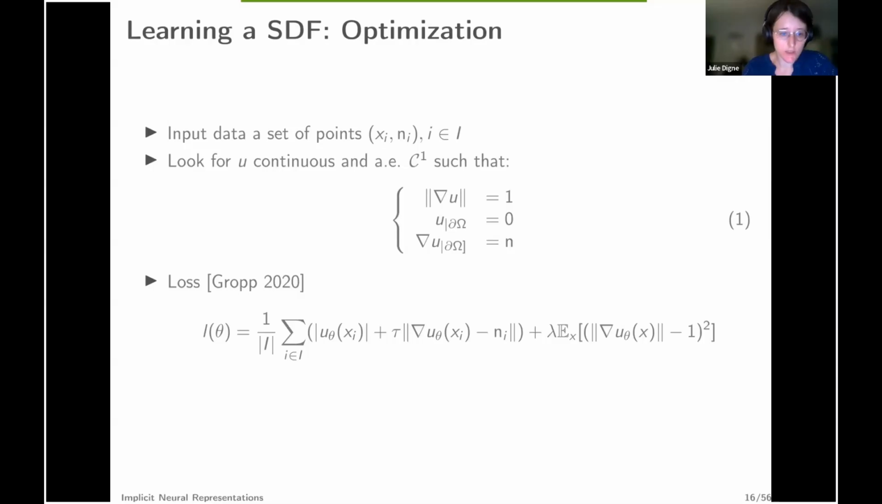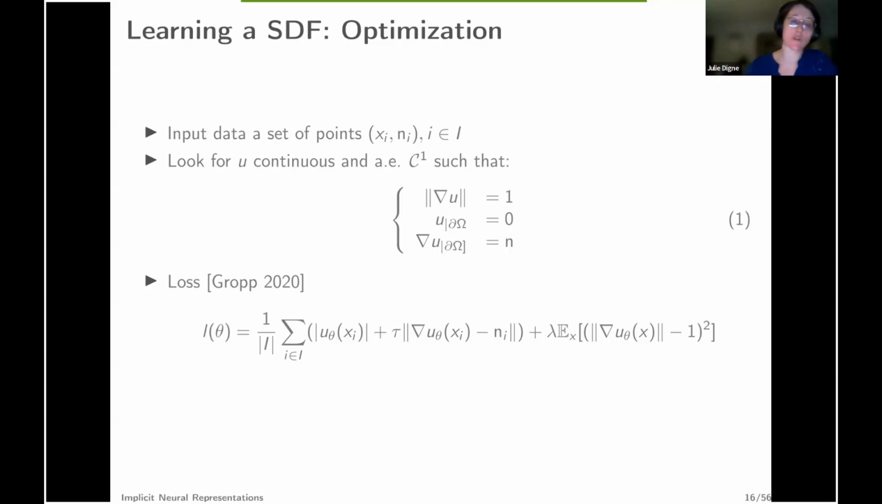And what you can see with this loss, which I write quite simply, is that the first term is a sum over the data points, and the loss favors that the function is close to zero on the surface point x_i, and that the gradient of the function aligns with the normal. The second term, which is quite interesting, is what ensures that the Eikonal equation is satisfied everywhere, not only on the surface. So you do some Monte Carlo sampling in the ambient space, and you want the norm of the gradient to be close to one. And this loss tries to basically solve the Eikonal equation.